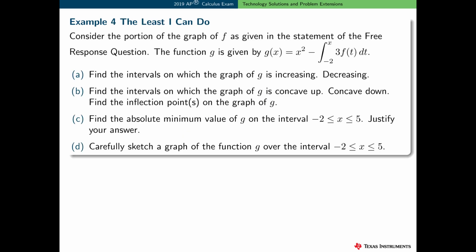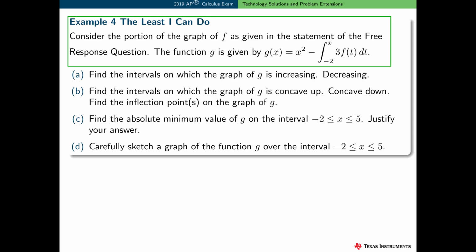And finally, here's one more problem extension. Let's consider the portion of the graph of f as given in the statement of the free response question. The function g is given by g of x is equal to x squared minus the definite integral from minus 2 to x of 3 f of t dt.